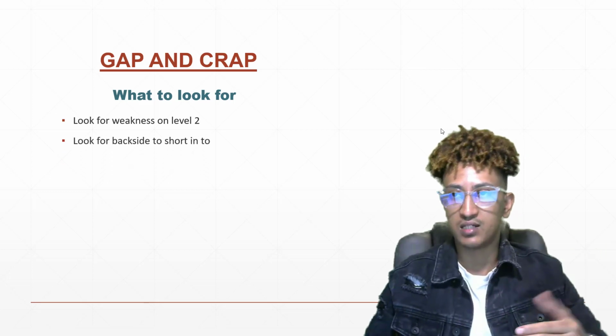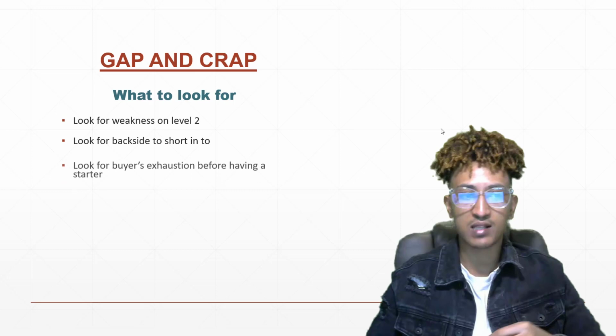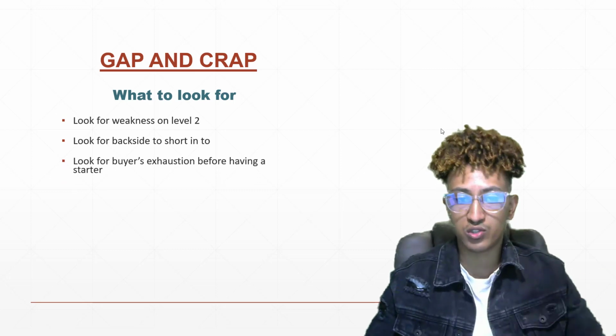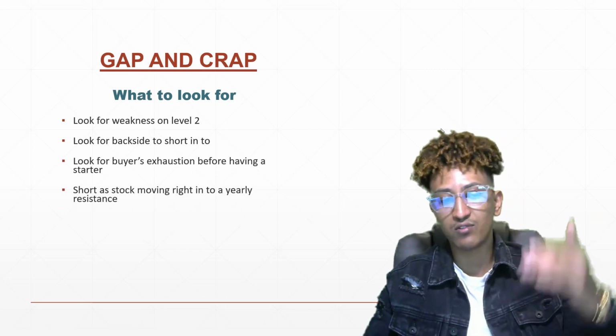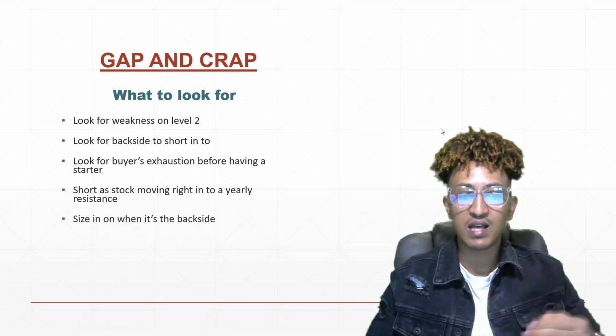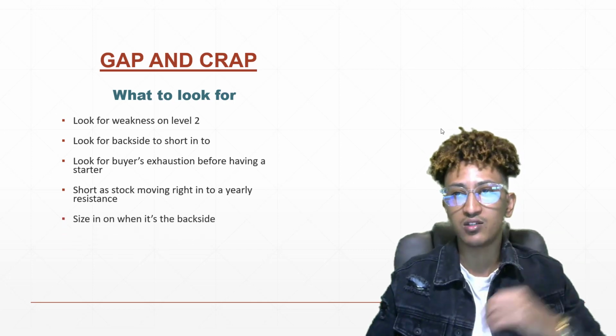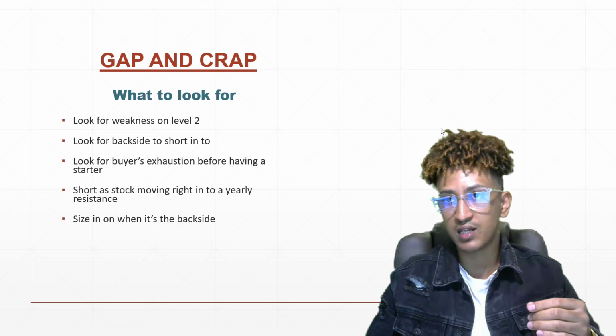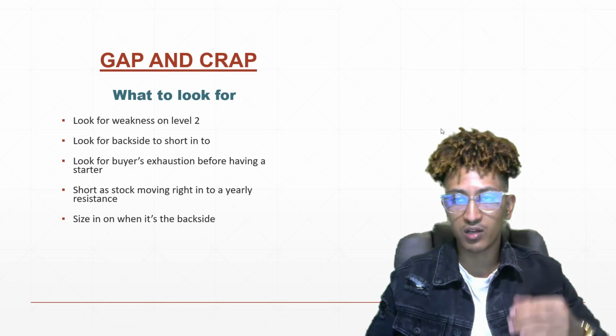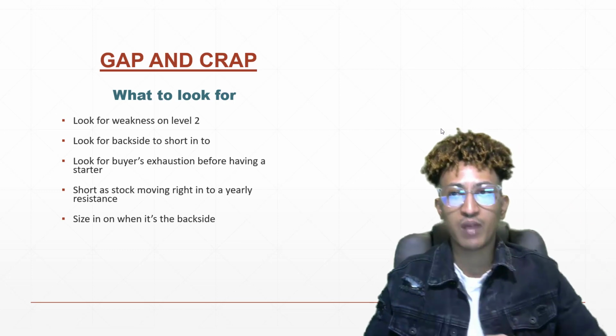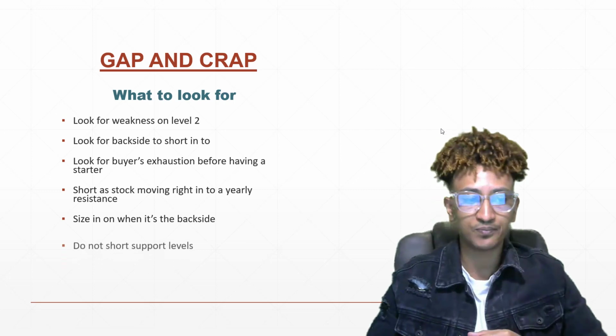Look for the backside, right? You start shorting on the backside of the move. Look for buyer's exhaustion. You look for resistance levels on a yearly chart, right? Size in only when it's the backside. You can dabble a little bit, have a starter at the top of the front side, right? At a resistance level, but really size into the backside and let it run down.